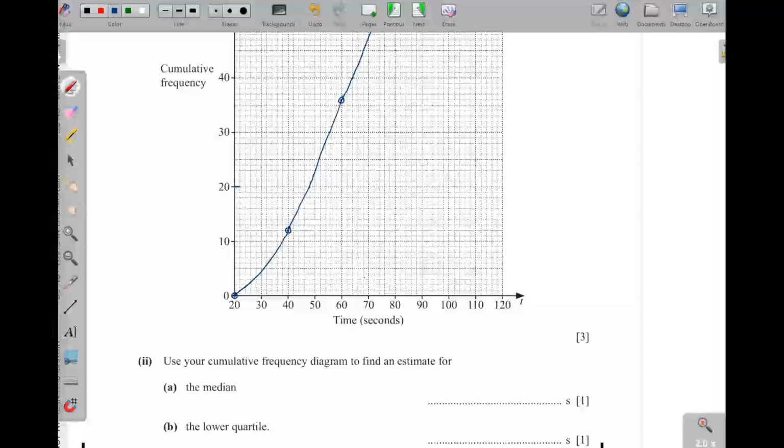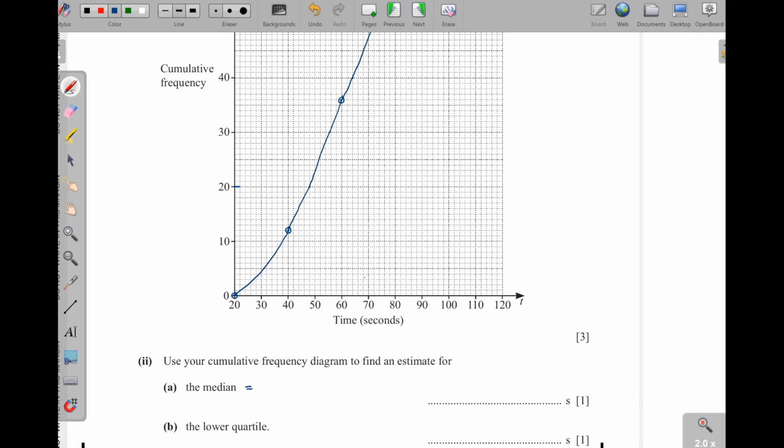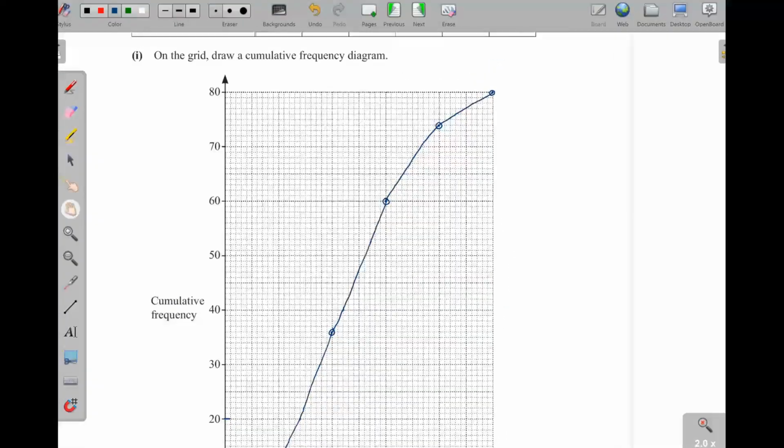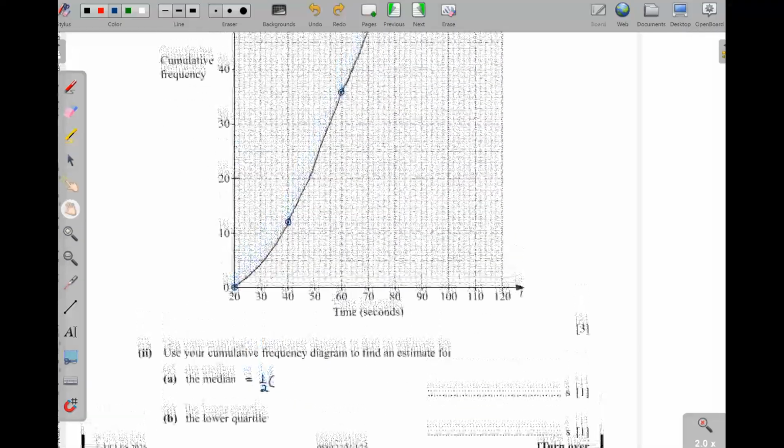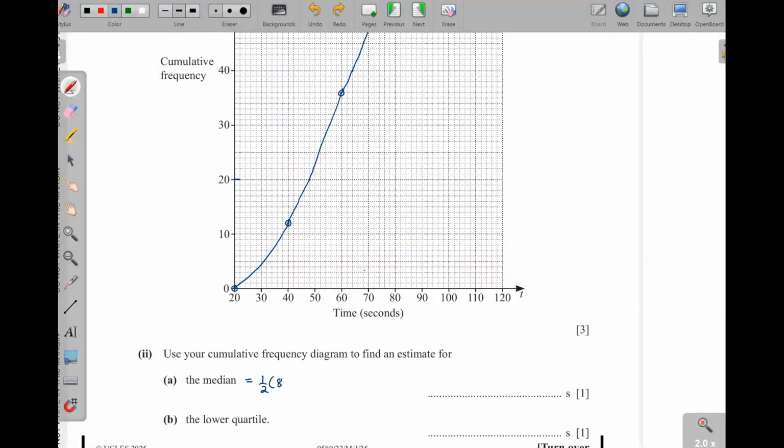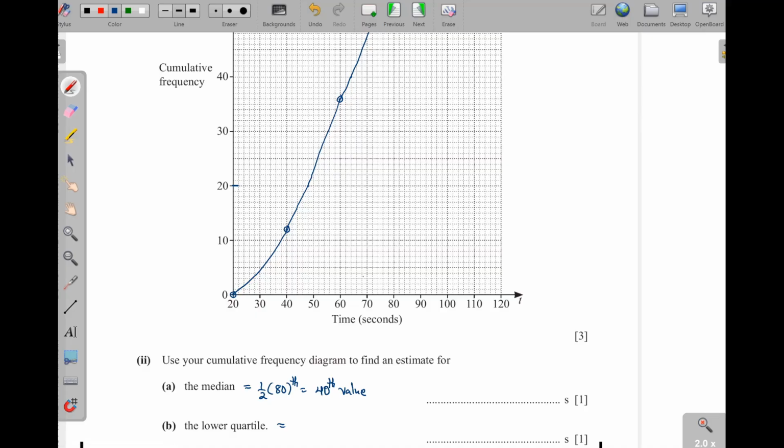So a median is a number that divides the given distribution into two equal parts. So a half of the summation of f. Summation of f is what? So you just come here, you look at this, which is 80. So this one is going to be the 40th value. And then the lower quartile, a quartile is that number that divides the given distribution into 4 equal parts. So a quarter of 80 is in this one 20.